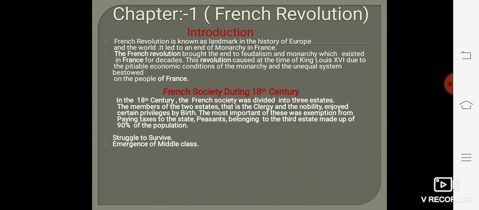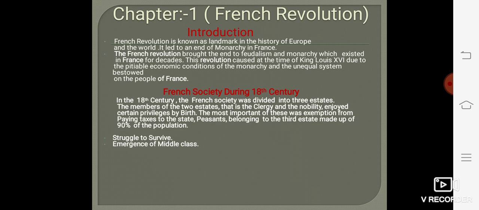In French society during 18th century, here are some important topics, that is the struggle to survive, and the second one is emergence of the middle class. Struggle to survive. At the beginning of the 18th century, the French population increased from 23 million to 28 million at the end of the century. Roads and bridges were built and allowed the development of trade.